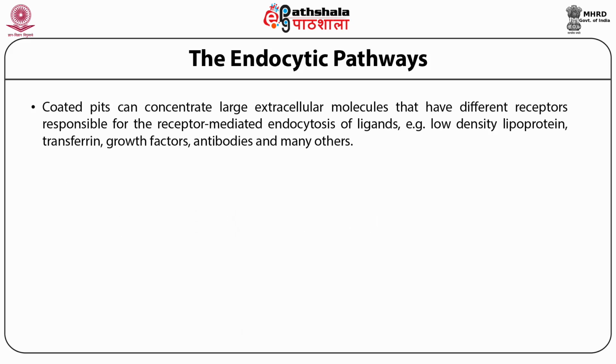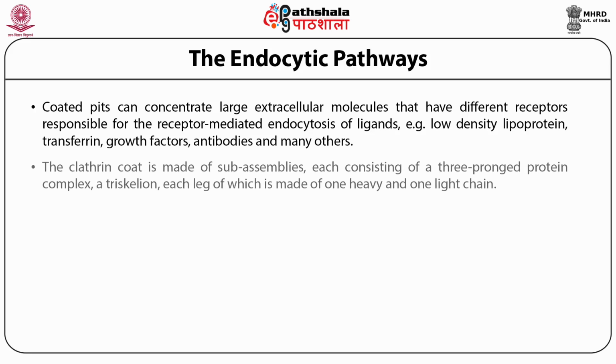Clathrin consists of a heavy chain and a light chain and is successively assembled into a polyhedral cage-like coat on the surface of the coated pit. The clathrin coat is made up of sub-assemblies, each consisting of three prolonged protein complexes, a triskelion, each leg of which is made up of one heavy and one light chain.